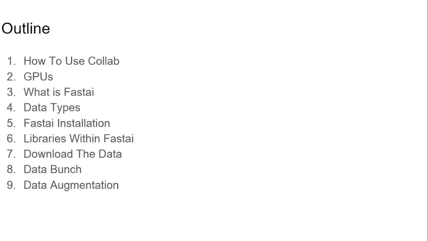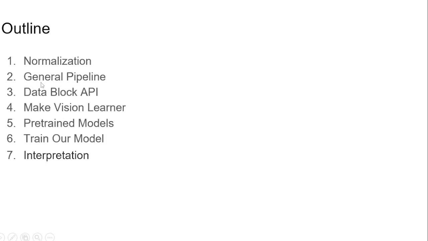In this lesson, I am going to cover all of these topics for you. So I will show you how to use Colab to open a notebook, and then I will discuss with you why we choose GPUs for our deep learning projects, what is Fast AI, and what data types it supports, how to install Fast AI, libraries within Fast AI, how to download the data, and what is data bunch, and what is data augmentation, what is normalization, and I will show you a general pipeline for our deep learning projects, what is data block API, how to make a vision learner, and what are pre-trained models, and how to train our model, and the last thing, an interpretation of our results. So let's begin with the first topic.